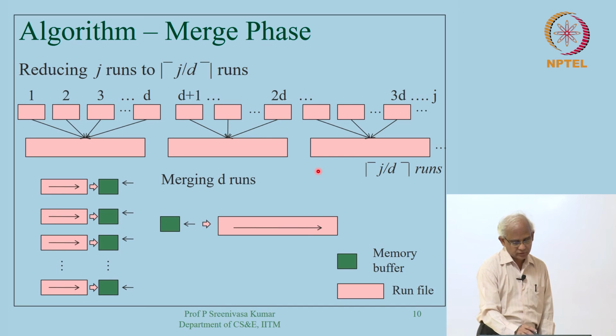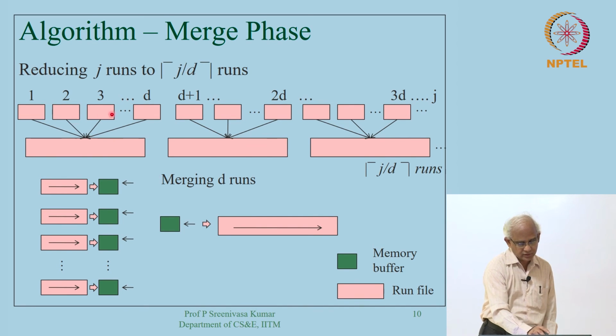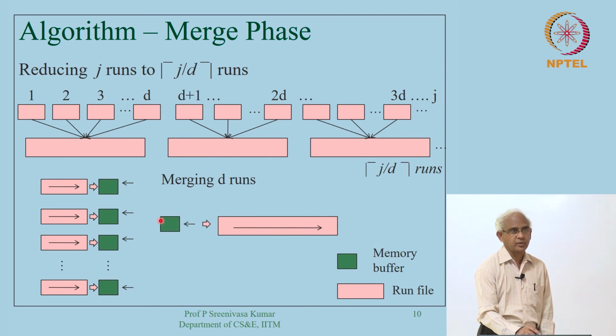Okay. Now, let us focus a little bit on how exactly we merge. So, take each of these j runs, some number of runs. For each of them, this is a d-way merge. So, there are d number of buffers that we can make use of, and there is one buffer for keeping the result. So, d number of memory buffers. These green things are memory buffers. And so, here you can maintain pointers, the memory pointers.